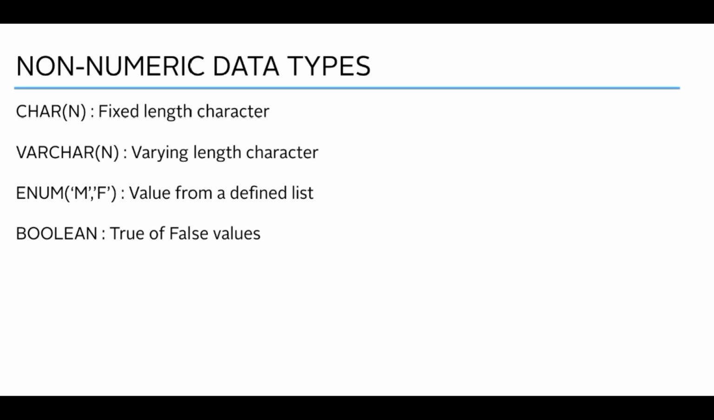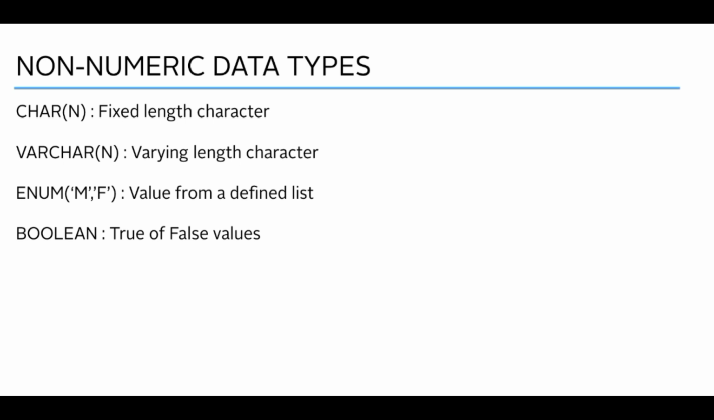So the next data type is the enum data type, and this is for holding values from a defined list. So you can see in the example here we've got enum and then m, f. So this is for a gender column, so male or female, and you'll only be able to put either an M or an F in that column. It won't accept any other values, so you have to define which values this column can hold. So yeah, it's good for gender columns, or it's good for yes or no columns as well.